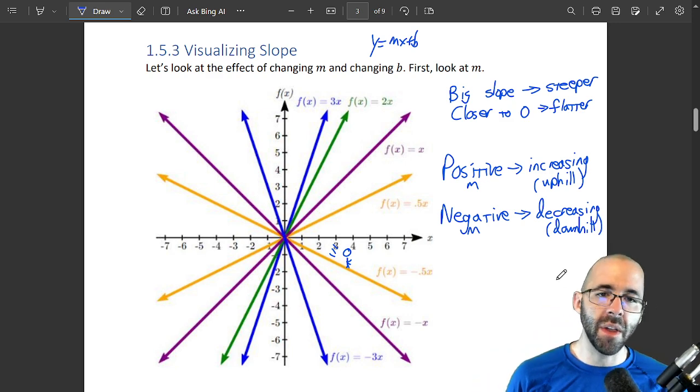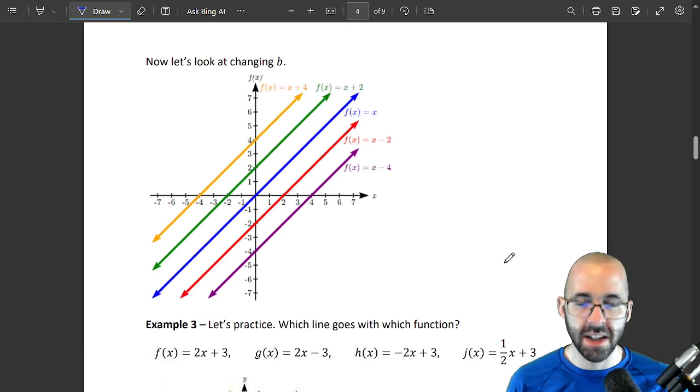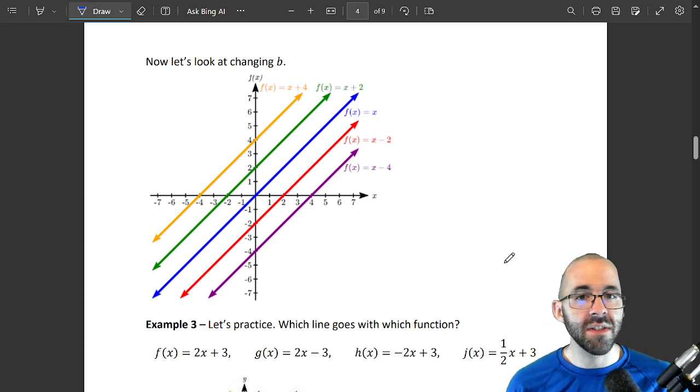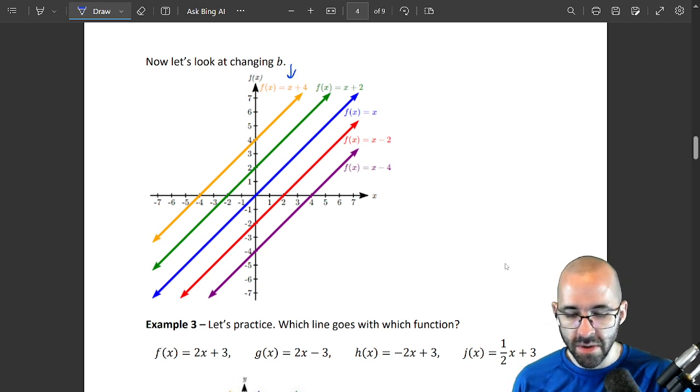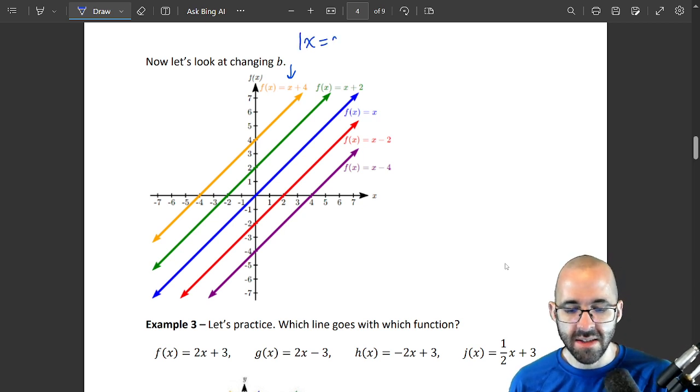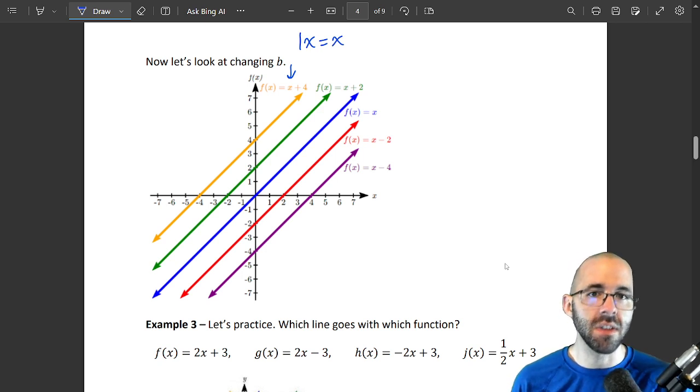But before we do that, I want to look at the effects of b. This is much more pleasing to look at. These are a bunch of parallel lines. We talk about that more in a later video. These all have the same slope. What's their slope? mx. If you don't see an m, just an x, remember that 1 times x is just x. So all of these have a slope of 1.